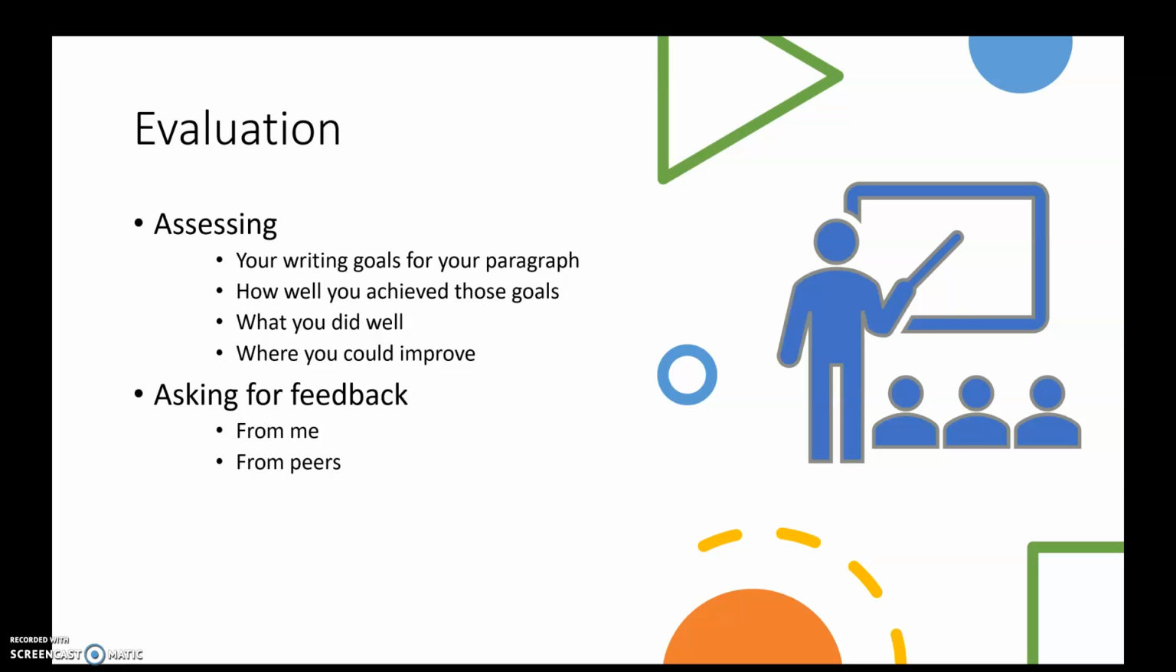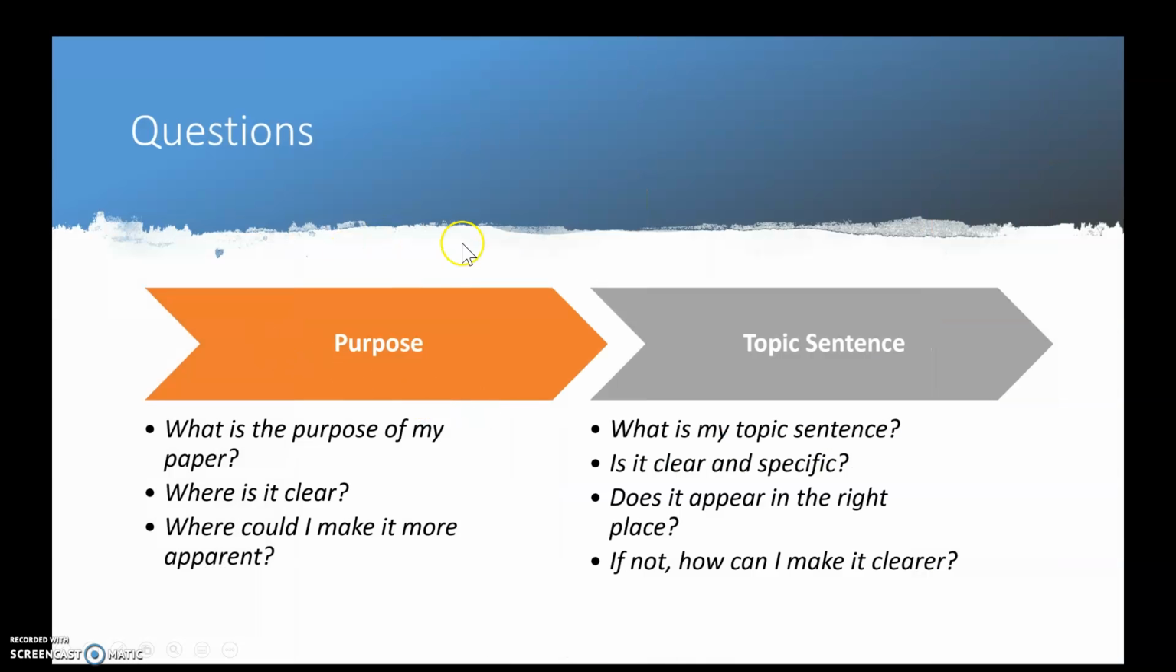It's a good idea to ask for feedback from me or from peers. In your case, you'll already have that feedback given to you because I've already graded them and I've given you the feedback for your paragraphs. So some questions you might want to ask yourself are about the purpose. What is the purpose of my paragraph or paper? Where is it clear, and where could I make it clearer?